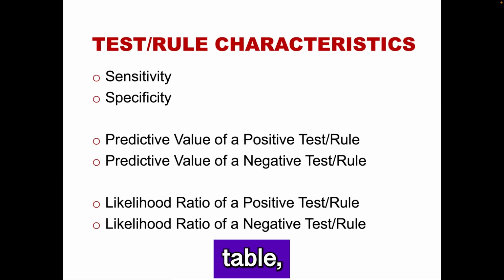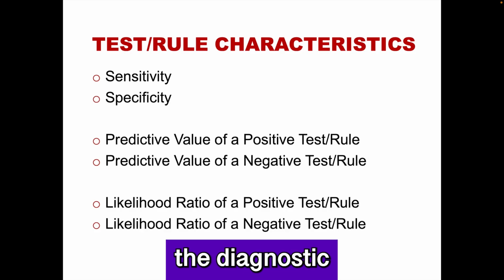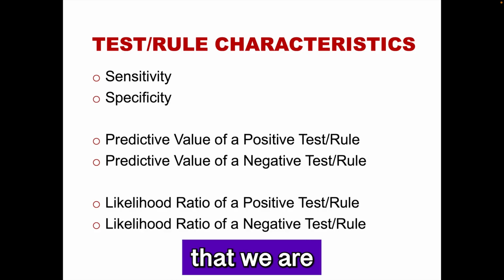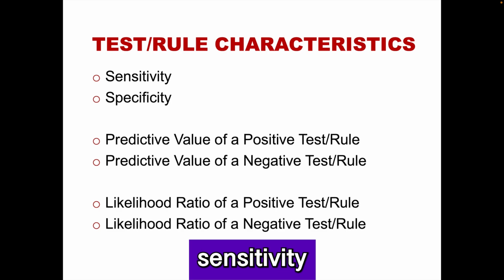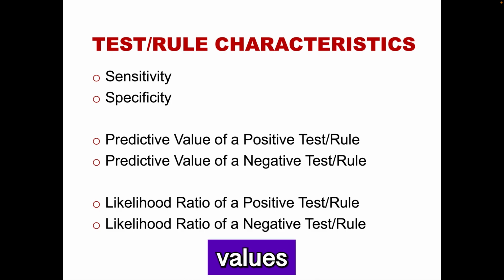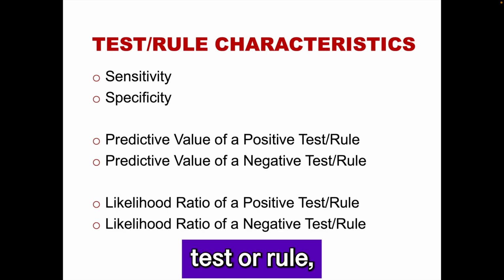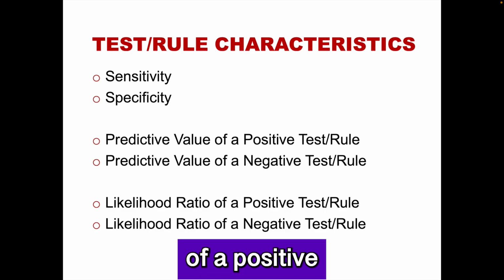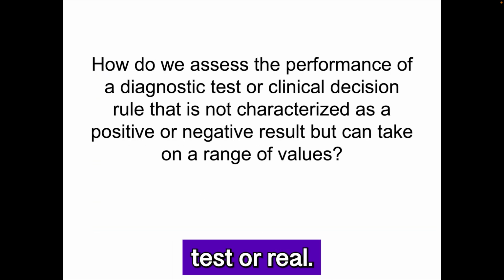From the 2x2 table, we can then calculate the diagnostic test characteristics or rule characteristics that we are familiar with. These include sensitivity and specificity, predictive values of a positive and negative test or rule, and the likelihood ratios of a positive and negative test or rule.